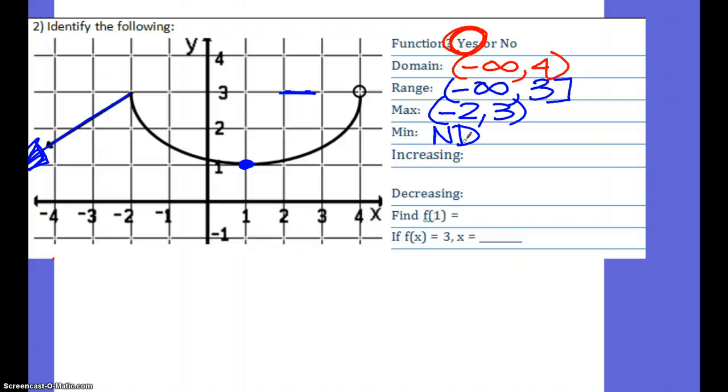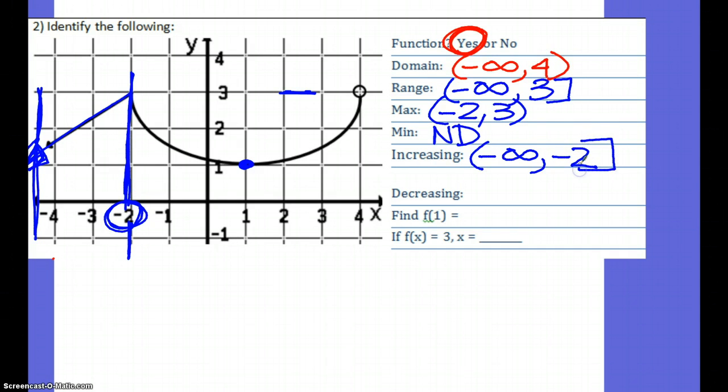Increasing. So as you slide your pencil across the paper from the left to the right, notice that from negative infinity to this number right here, -2, this line has a positive slope. As you slide your pencil across, it is going up. So when you write your increasing interval, again, we use the x numbers, which would be negative infinity and the number that we circled here, -2. And that spot is a solid line. It's a box bracket on -2.